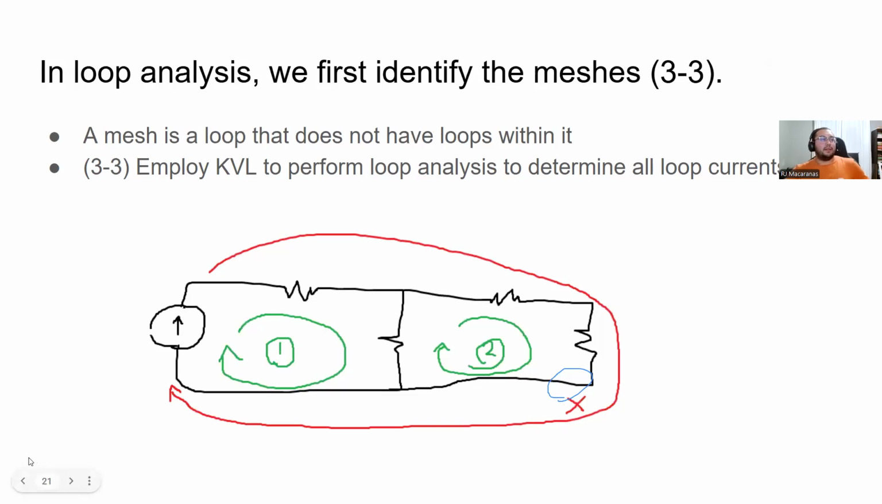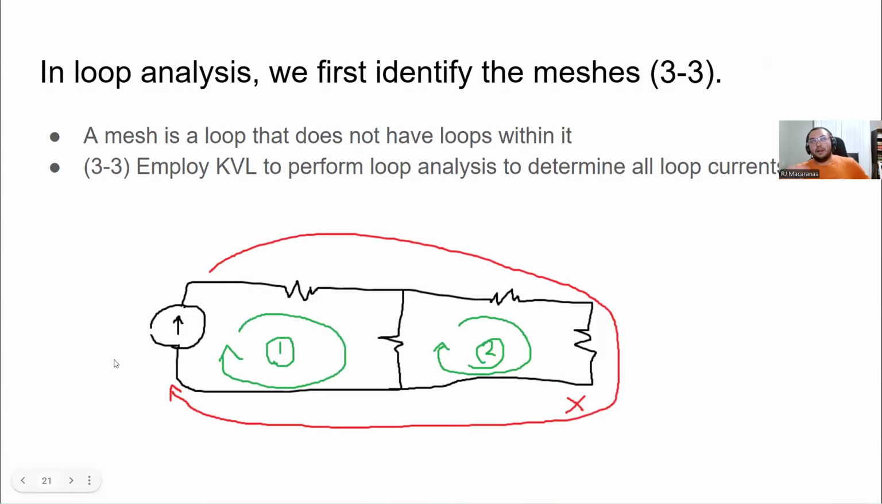So the first thing that we do in loop analysis is identify what's called a mesh. All of the meshes. These meshes are loops that don't have loops within them. For example, here's a mesh. Mesh one, I've labeled it. Mesh two is here.